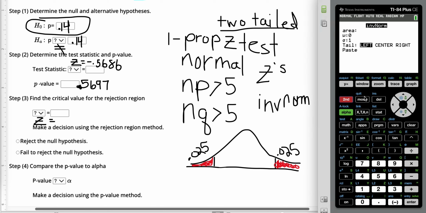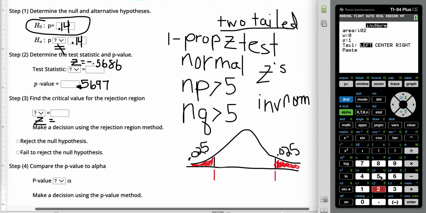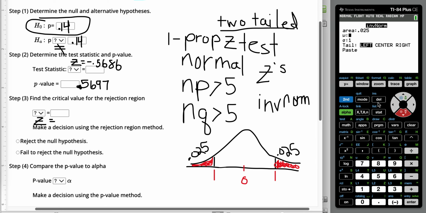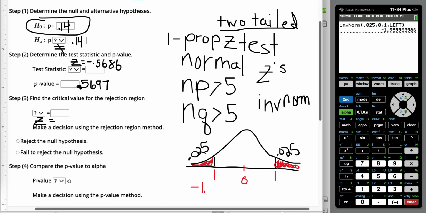Now, I've got to find my cutoff points here and here. So I'm going to put in my area as 0.025. Okay, so there's my area, 0.025. And of course, my mean and standard deviation here is going to be 0 and 1 because we're doing the standardized. And then I'm going to go down and paste it and see what that is. So my critical value, my cutoff point on this side is going to be negative 1.956.